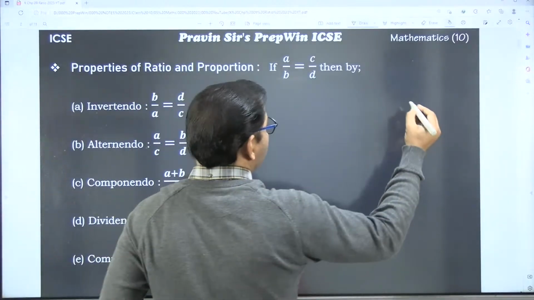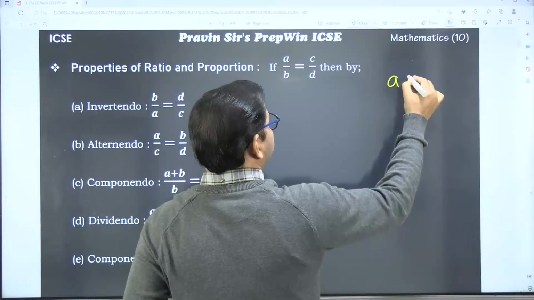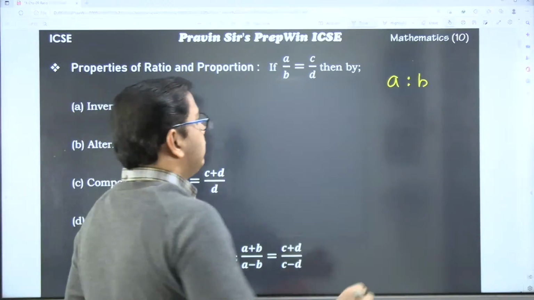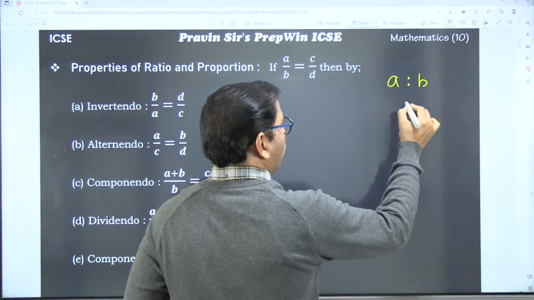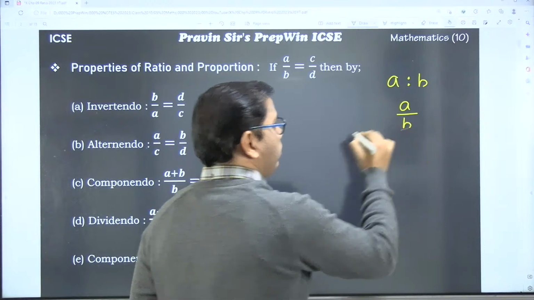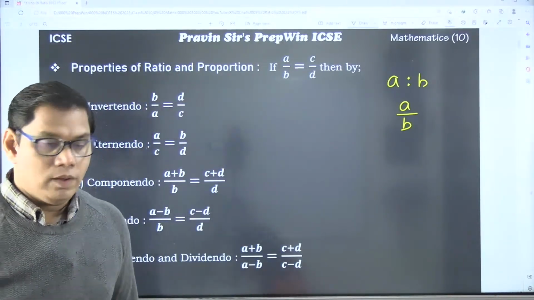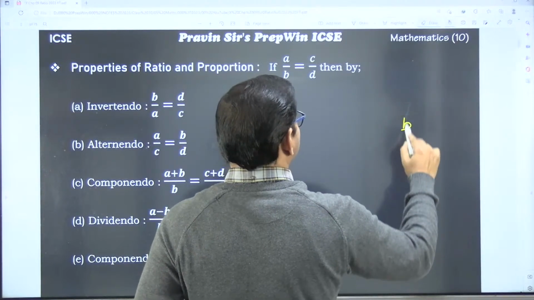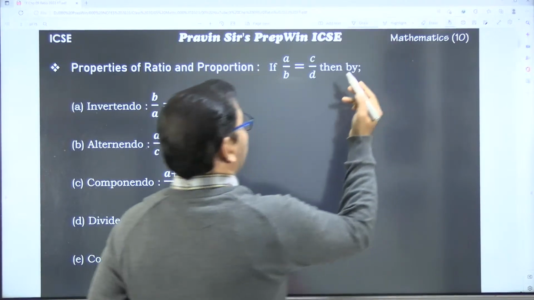What is ratio? If I write A is to B, this is my ratio. The other form in which this ratio can be expressed is A by B. I hope you all know this. And in ratio and proportion, as per the reduced syllabus, you have a question of what kind.